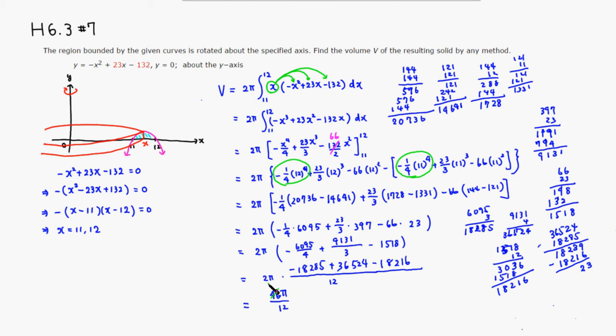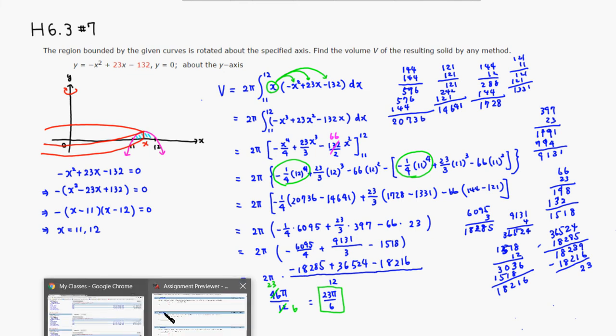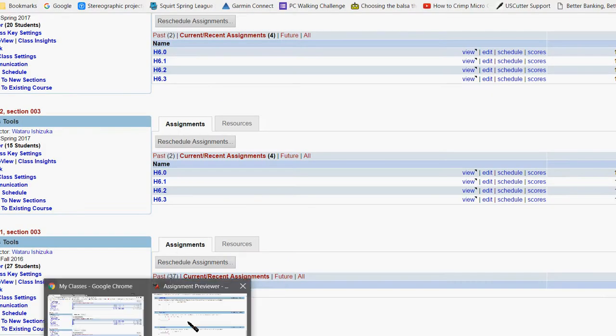So here, this is going to be 23 and that's going to be 6. Right? So it's going to be 23 pi over 6. Right? It's just a tedious computation. Hopefully I didn't mess it up. So let's check.